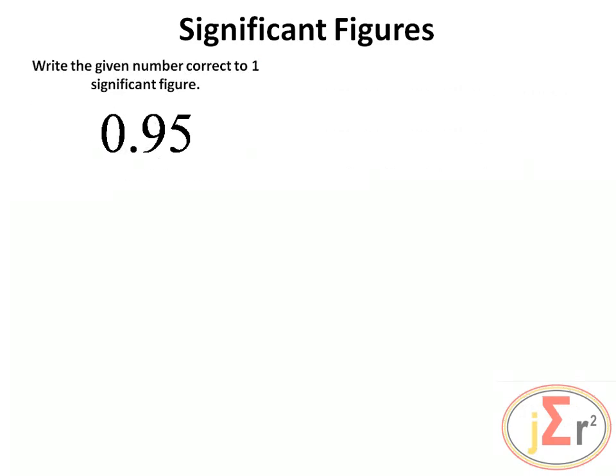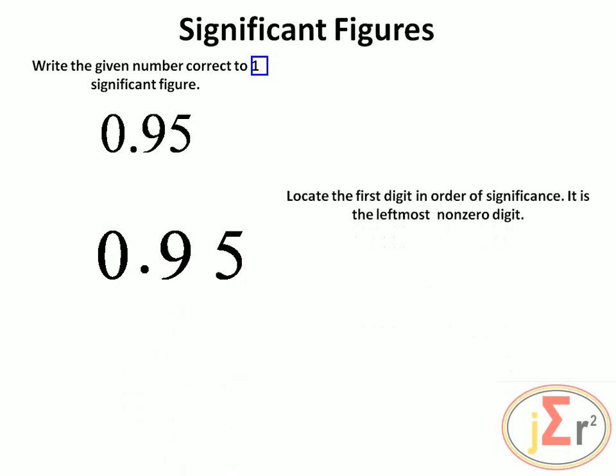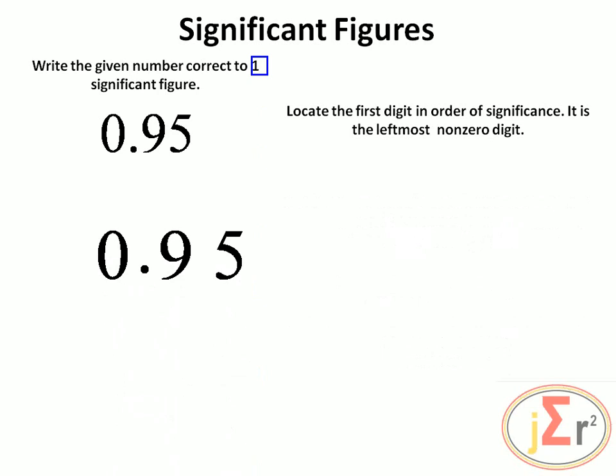Write the given number correct to one significant figure. Locate the first digit in order of significance. It is the leftmost non-zero digit.